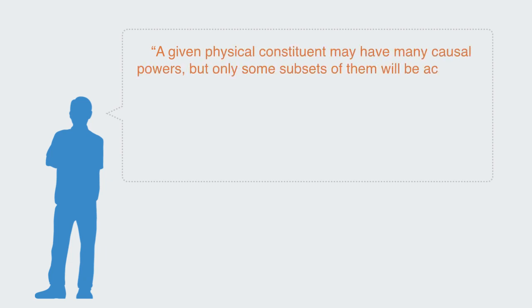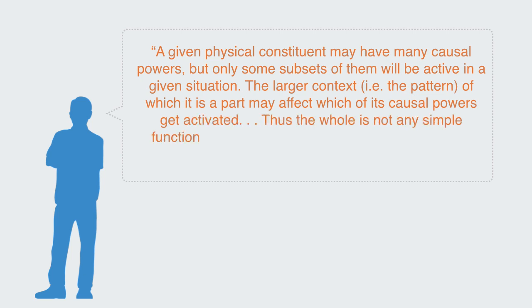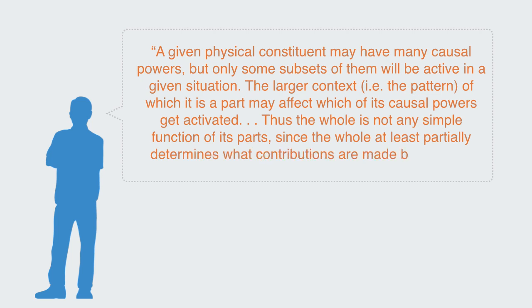The philosopher Robert van Gulick describes this phenomenon as such. A given physical constituent may have causal powers, but only some subset of them will be activated in a given situation. The larger context, i.e. the pattern of which it is a part, may affect which of its causal powers get activated. Thus the whole is not any simple function of its parts, since the whole at least partially determines what contributions are made by its parts.